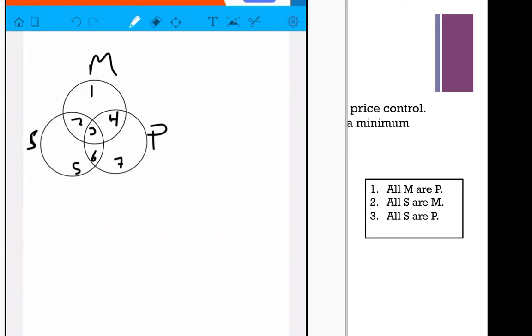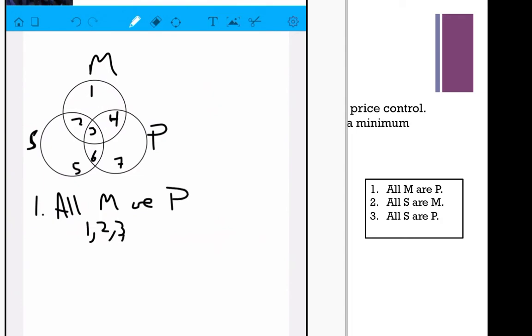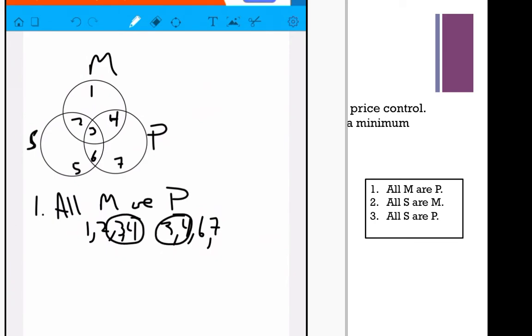And then we can begin with premise 1, which says all M are P. Now M is 1, 2, 3, and 4, and P is 3, 4, 6, and 7. And we identify the regions of overlap, which is 3 and 4. We get rid of that. And we're saying all are in 3 and 4. So they're all in 3 and they're all in 4. But if all of the M are in 3 and 4, where are they not? If they're all here, there's nothing in 2 and there's nothing in 1.